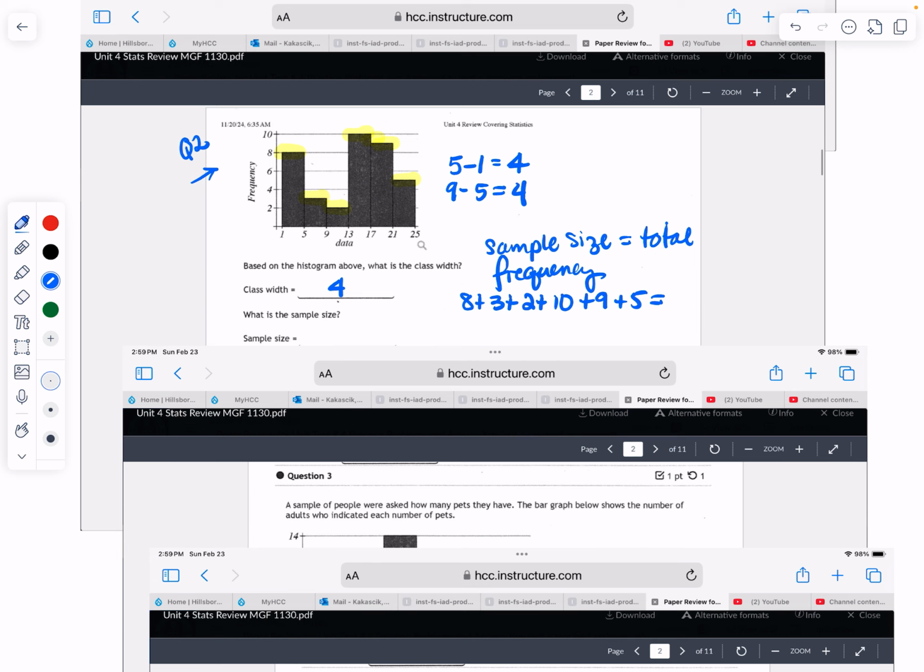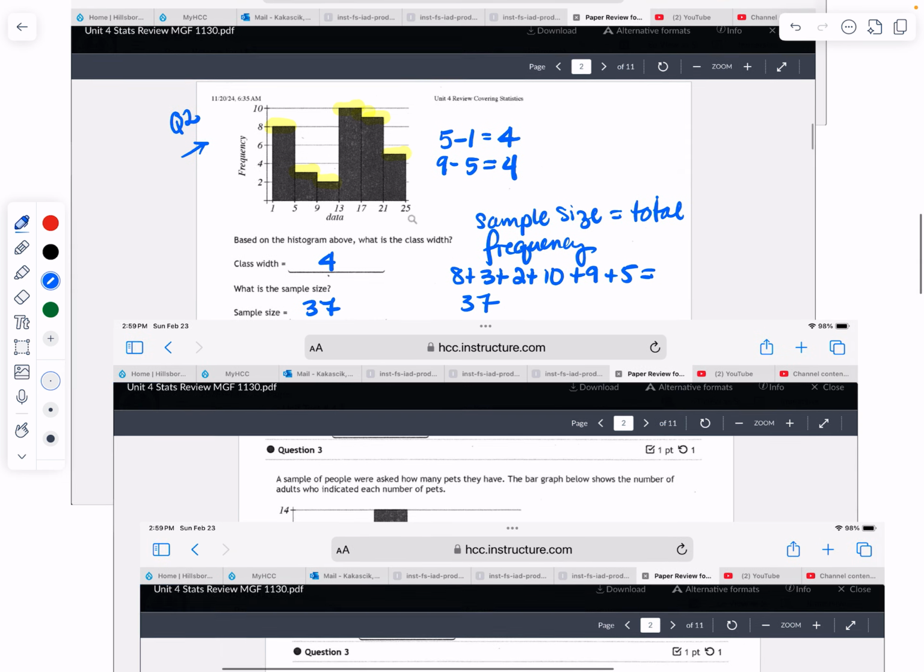So hopefully you have your calculator out, because you're definitely going to need it with stats. But I get 8 plus 3 plus 2 plus 10 plus 9 plus 5. And when I add that all up, I get 37. I'm just going to double check to make sure I have the right values in here. And it looks good. So the sample size is 37.